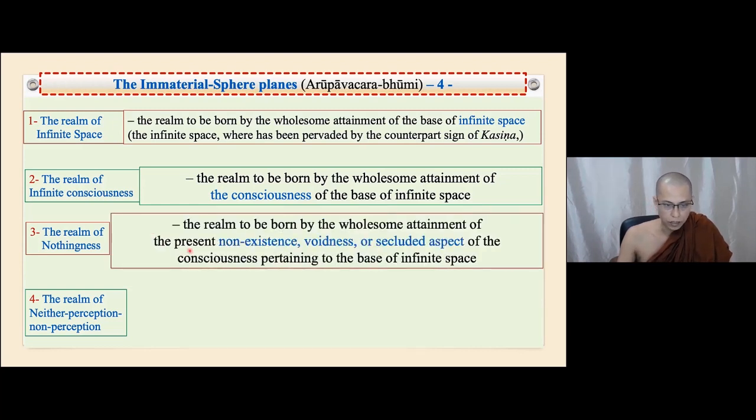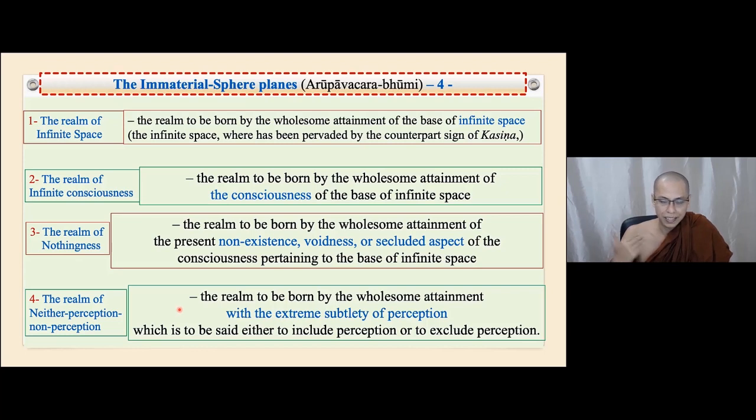Then the third one, not focusing on the consciousness itself, but focusing on the nothingness or non-existence, the disappearance or voidness of the first jhana consciousness, the concentration is promoted up to the third jhana level of immaterial attainment. And the last one, again, he promoted to another level. At that level, the consciousness is very subtle. That is why the accompanying factors of sanya are also considered very subtle and very smooth. That is why it is neither perception nor non-perception. This is for the immaterial plane of existence.